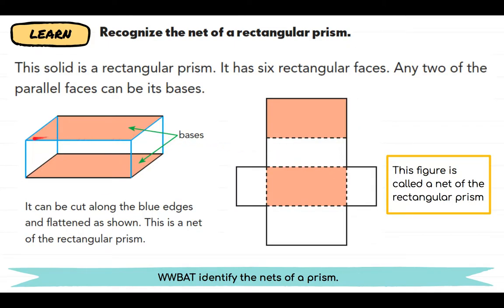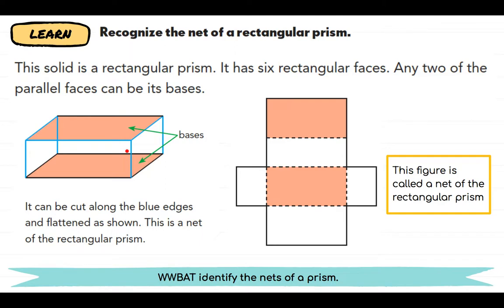Now, any two of the parallel faces can be its bases, and in this case they put the top and the bottom as the bases, but the front and the back that are equal sides can also be the bases, same as the left and the right. So don't get confused. It can be cut along the blue edges and flattened as shown. This is a net of the rectangular prism. So you can see that the pink area demonstrates the bases, and then we have the gap right here, which represents the back, the left, the right of this box, and then the front part of it.